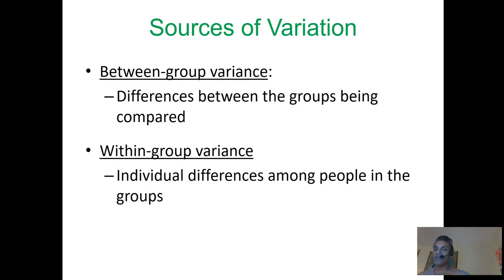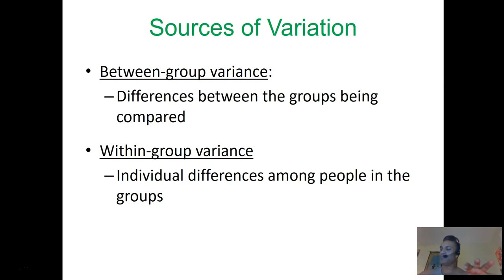The thing about ANOVA that makes it special is we have two kinds of variances we have to compute. We've got the between group variance, and we have the within group variance. So if I'm comparing the mileage of cars, different samples of cars, then within each group of cars, each car is going to be a little bit different. They're going to vary. That's my within group variance.